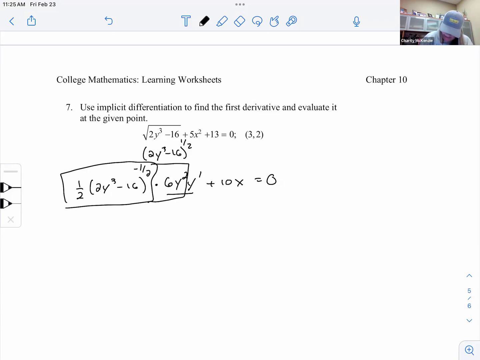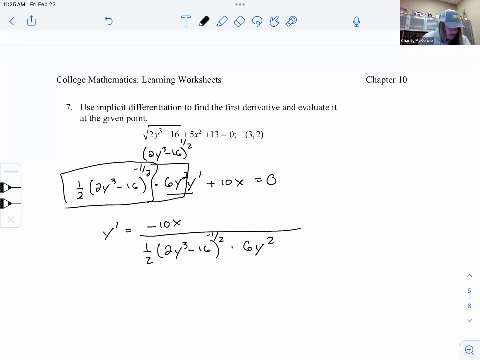I forgot this part. So I have y prime equals the negative 10x that I moved over. And then I'm going to divide it by everything. 1/2 2y to the third minus 16 to the negative 1/2 times 6y squared. Now, I know I have a negative 1/2 exponent and I have that in the denominator. I could move that back up to the numerator, but it doesn't really matter. When I put in the 3 and 2, I should still get the same answer.